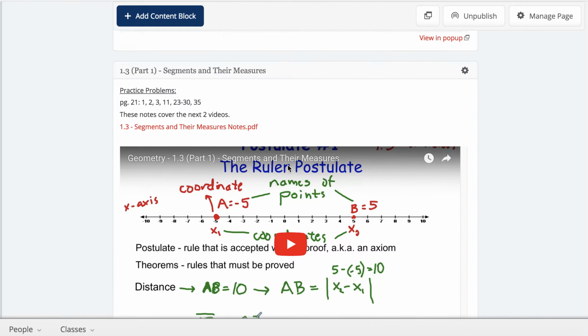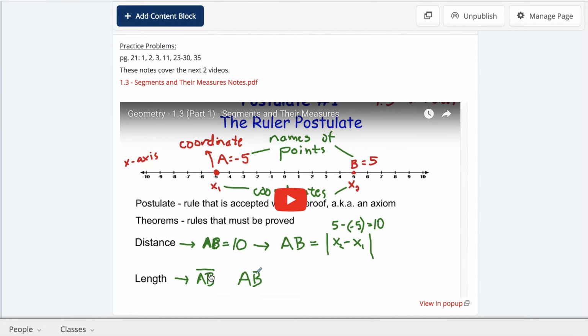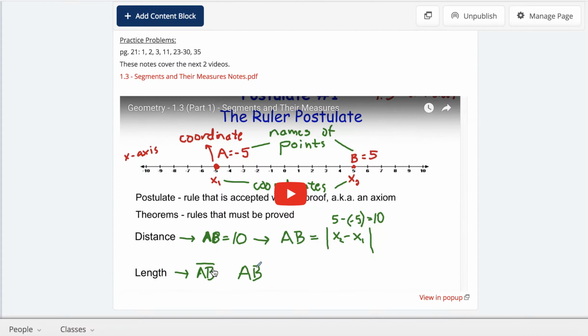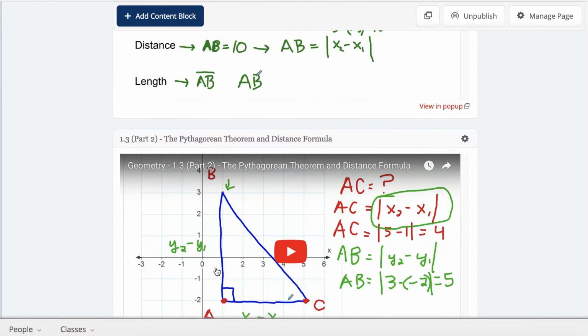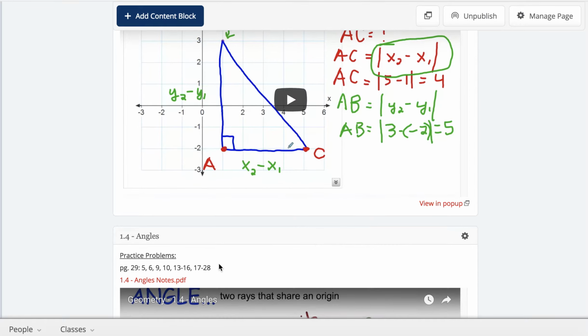And that continued into the next section called Segments and Their Measure, where we actually learned different ways to measure the lengths of segments and how we talk about segments, different ways to notate segments. Remember, this says distance between points A and B, and this says the length of segment AB. So there's just a little bit of difference in the notation. At the end of that section, we introduced the Pythagorean theorem. We talked about how the distance formula actually comes from that Pythagorean theorem.